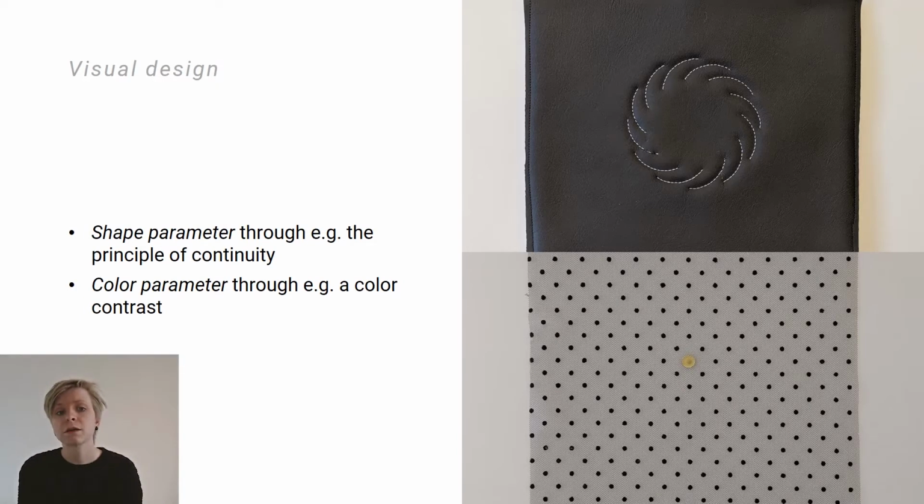And in the lower example, we can observe the color parameter and this color contrast between the central dot and all the others being in a different color. And so this can enhance the visual hierarchy that could provoke the user to be more likely to interact with the intended element.